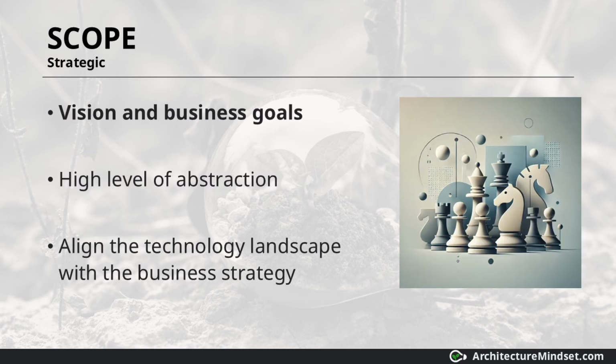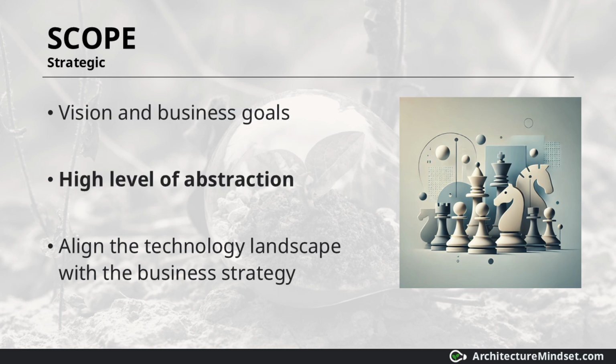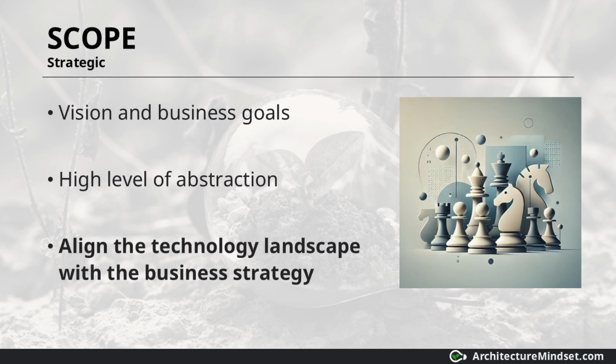At the strategic level, the focus is placed on the overarching vision and long-term objectives of the organization. It's about aligning technology initiatives with business goals, ensuring coherence across the enterprise. Stakeholders at this level, such as executives and enterprise architects, are interested in high-level abstractions that provide a holistic view that aligns the organization's technology landscape with the business strategy.